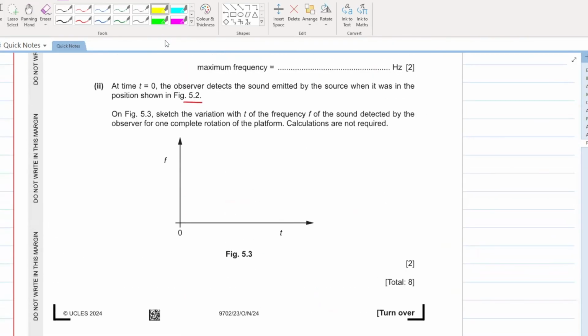On figure 5.3, sketch the variation with time t of the frequency of sound detected by the observer for one complete rotation of the platform. Calculations are not required. So you have to show how the frequency varies between the one complete rotation. How will we do that? We have to show how the frequency varies as the one cycle gets completed. Any idea?